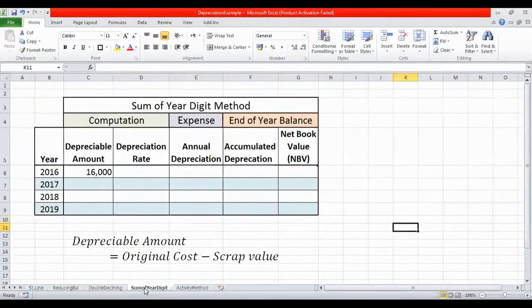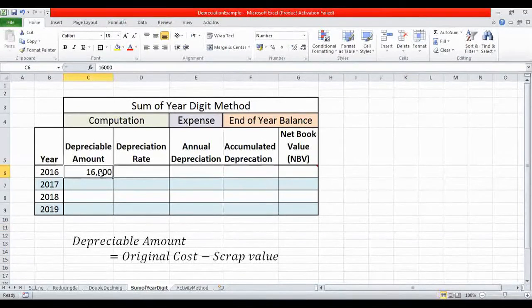Next comes sum of year digit method. Sum of year digit method is a totally different method. Most of the time, companies don't use it. It's used in very rare cases. So for the sum of year digit method, you can see the formula to calculate the depreciable amount is original cost minus scrap value. The original cost in our situation is 18,000. So 18,000 minus the scrap value of 2,000. So 18,000 minus 2,000 is 16,000.